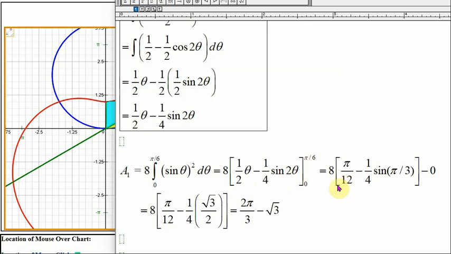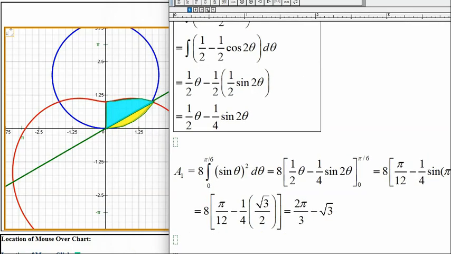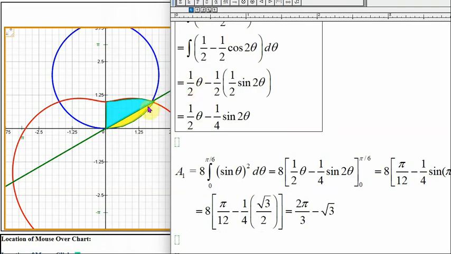And so here we end up with 8 times pi over 12 and then minus 1/4. And then recall that the sine of pi over 3 is the square root of 3 over 2. And then simplify, we get 2 pi over 3 minus the square root of 3. And so the area of this yellow shaded region right here is 2 pi over 3 minus the square root of 3. And then now we need to find this area right here.